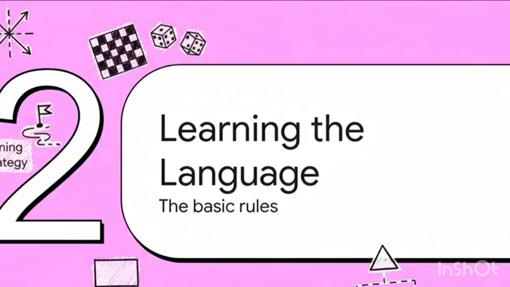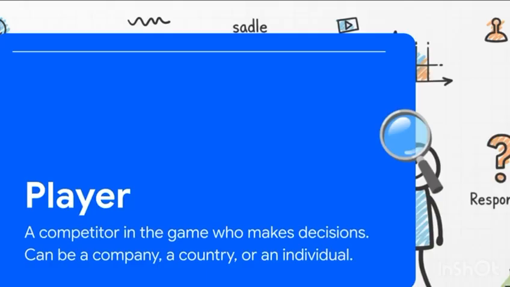Okay, to find a winning strategy, first we need to speak the language of the game. Let's quickly go over a few essential terms that are going to unlock how all of this works. First up, the player. This is just any decision maker in the game. A player could be a company setting prices, a country negotiating a treaty, or even you, trying to figure out the best way to ask for a raise.